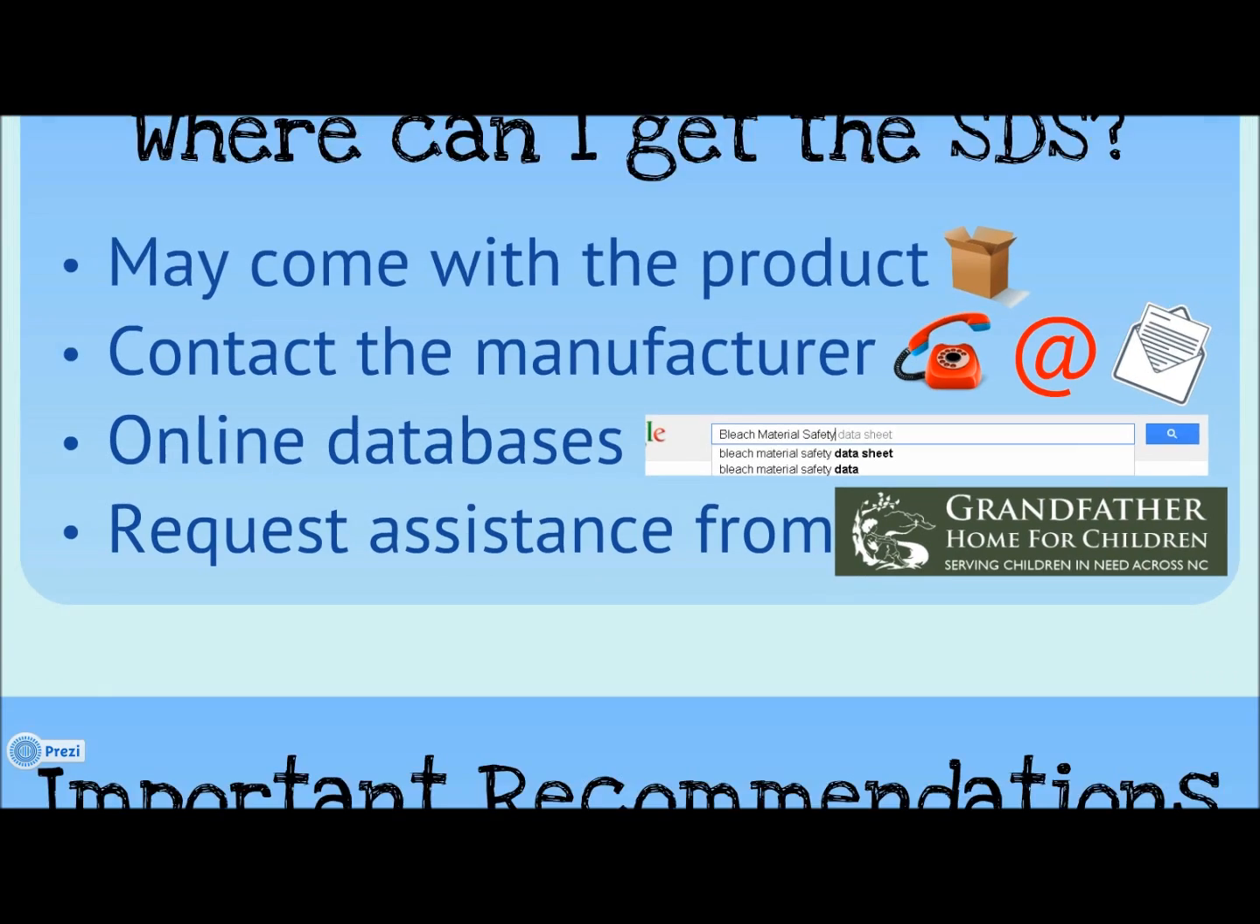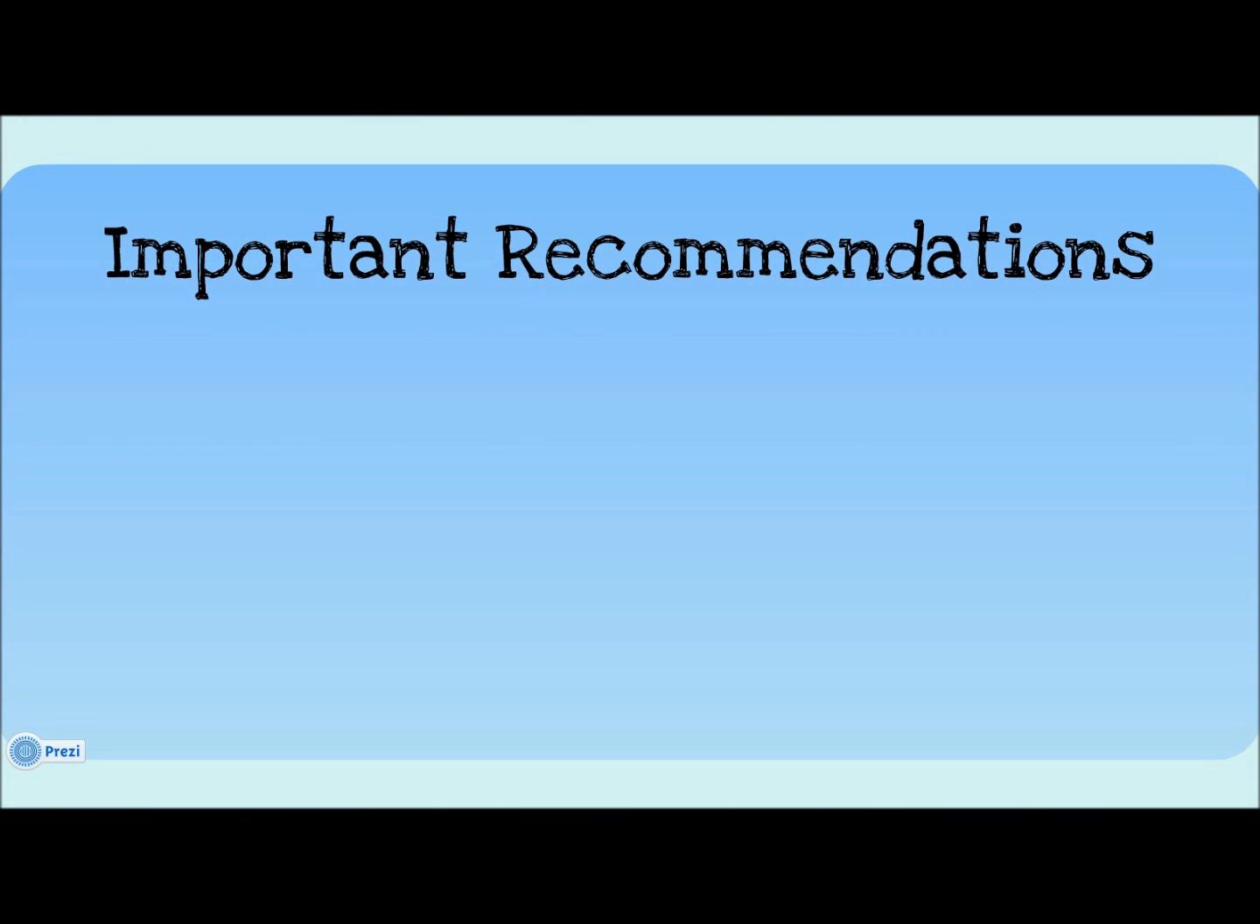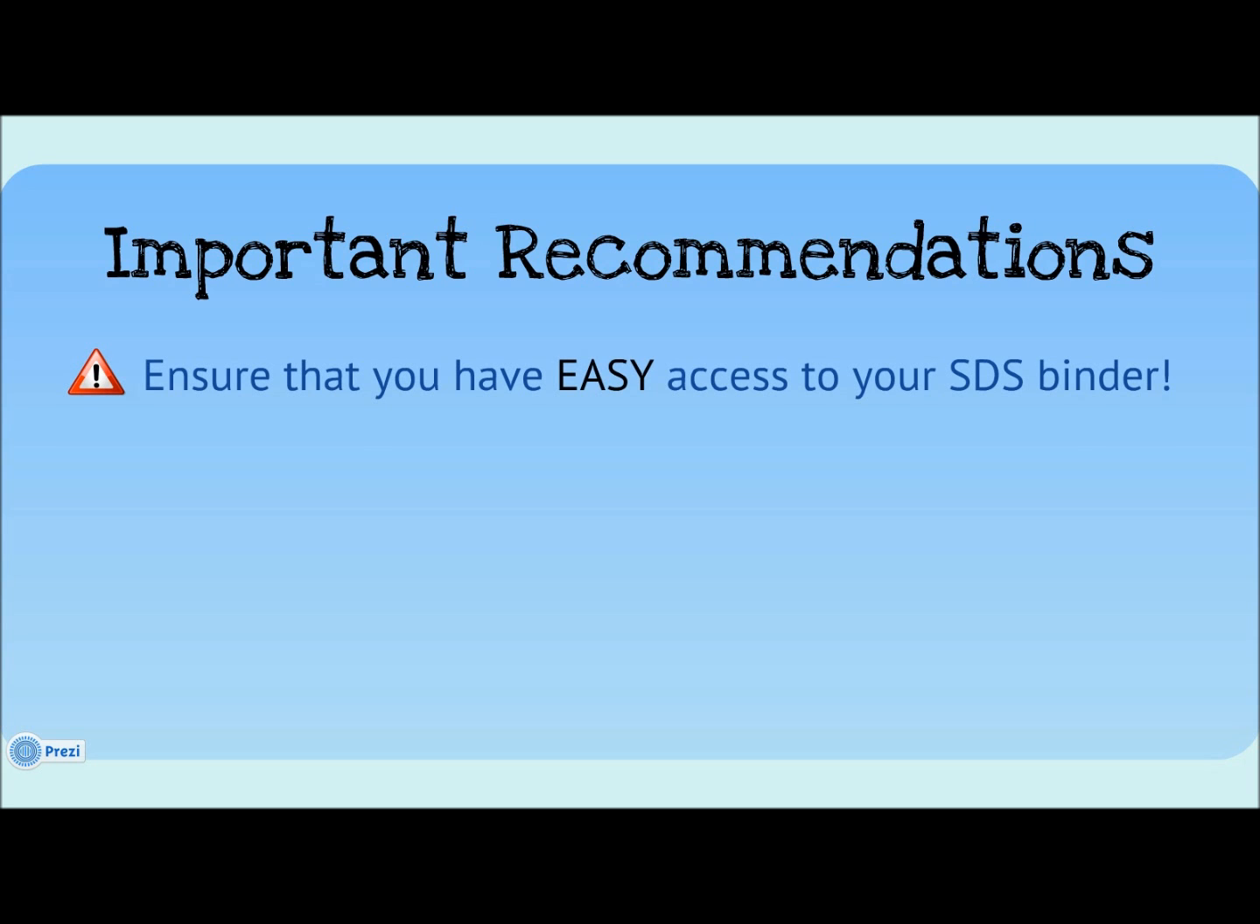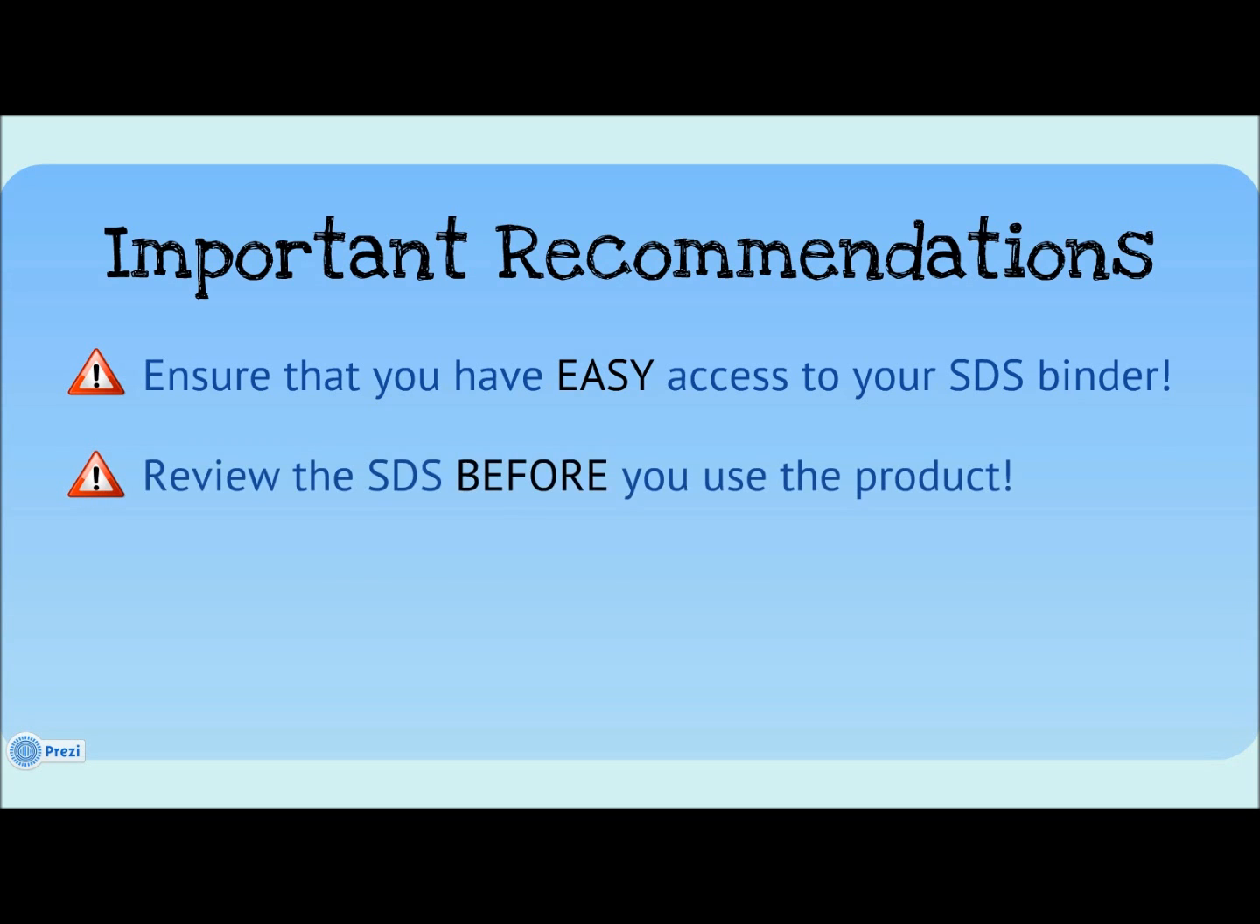We will conclude this presentation with 4 important recommendations for increased safety. First, ensure that you have easy access to your safety datasheet binder or safety datasheet collection before an emergency happens. Ask yourself, do you know where the nearest collection of documents is? Can you access them immediately? Second, consider reviewing the relevant safety datasheet information before using the actual product. This gives you a proactive opportunity to understand the relevant precautions and recommended safety measures.